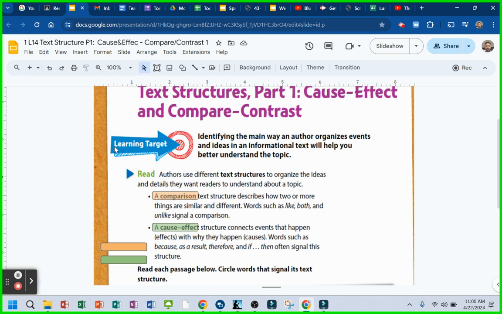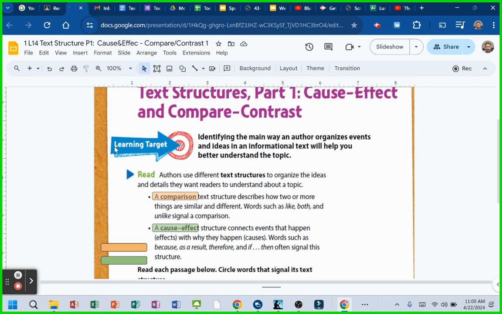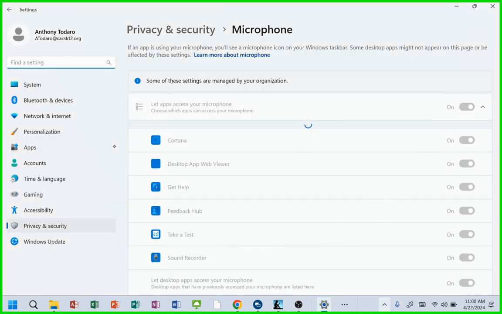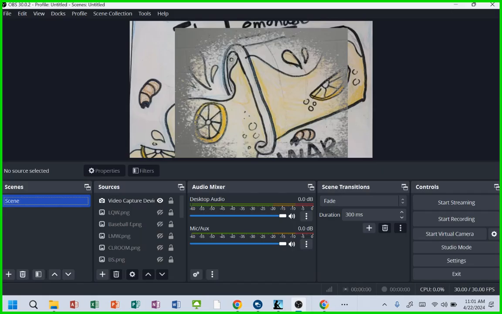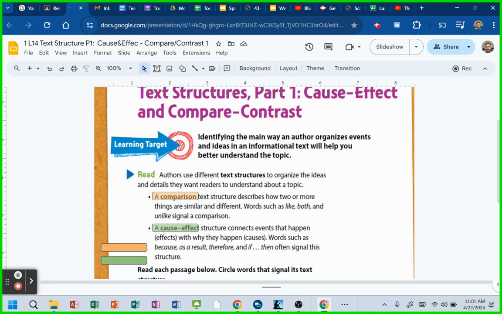So some of the signal words for comparing and contrasting are words such as, right? It would be like right here. Let me do this. Oh, I don't want to do that. There we go.